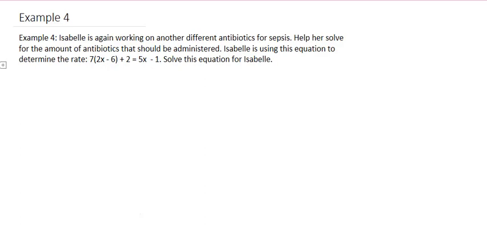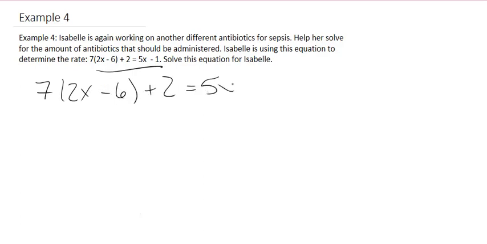Isabel is working on a different antibiotic for sepsis. Help her solve for the amount of antibiotics that should be administered. Isabel is using the equation to determine the rate. Here's this equation here. So let's go ahead and solve this for Isabel. So we have a distribution. So 7 times 2x is 14x. 7 times 6, 42. So minus 42. Plus 2 is equal to 5x minus 1.